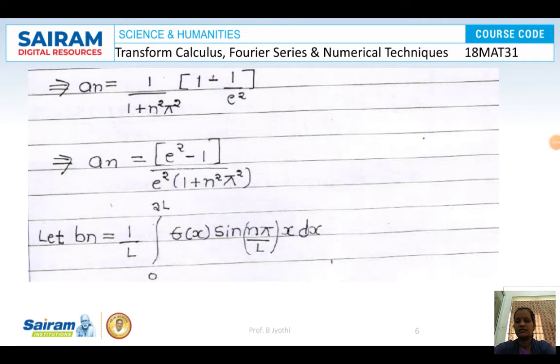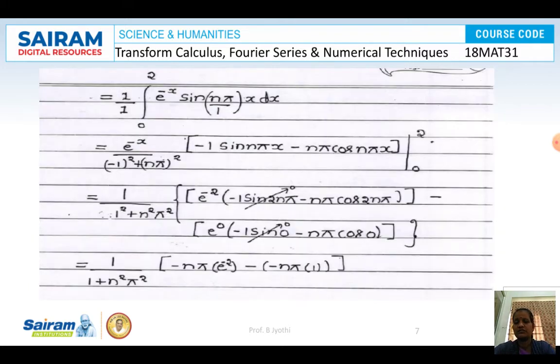Next, let's calculate the value of an. So an is given by (e² − 1) divided by e² into (1 + n²π²), on simplification. Now let's go for bn, that is 1 by L integral 0 to 2L f of x into sin(nπ/L)x dx.